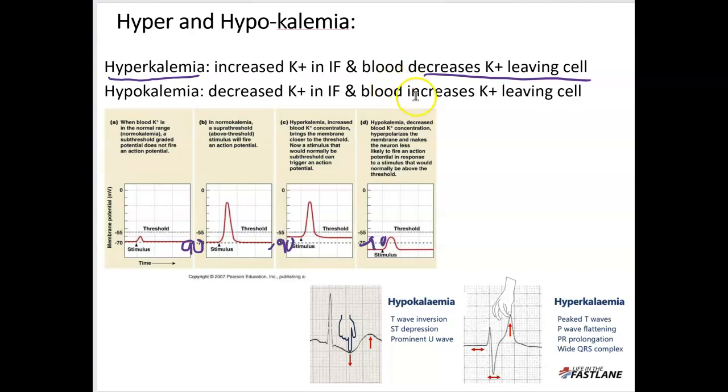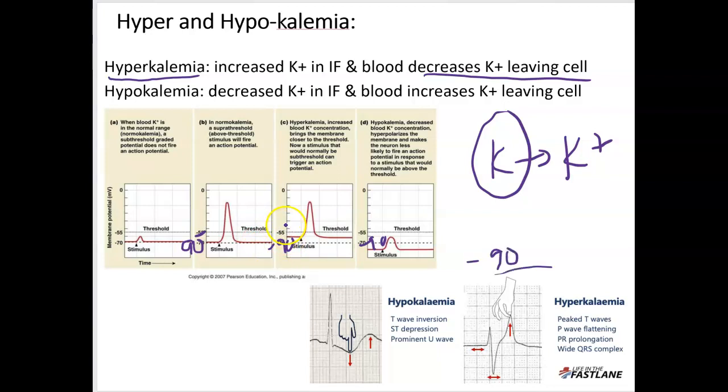And we can see our normal. Don't worry too much about the threshold number. Here's my normokalemia, normal potassium. Hyperkalemia, more potassium outside, so it doesn't leave, as I just showed you. All right, it interferes, less will leave. Well, what that does is it makes the inside more positive. So it brings it up closer to threshold. So maybe instead of being minus 90, when we look at our depolarization, maybe it moves it up to minus 80. So it can make it a little more excitable.